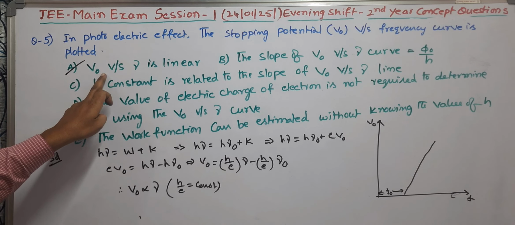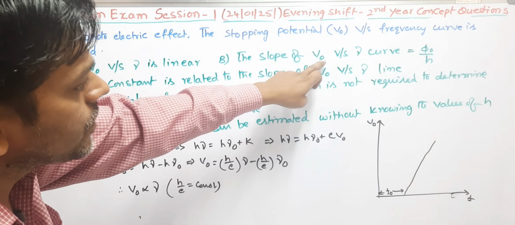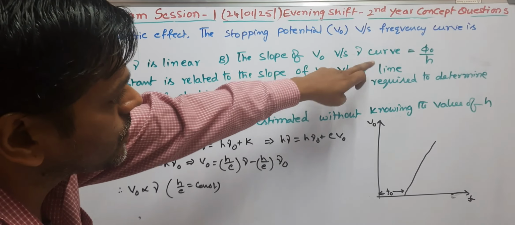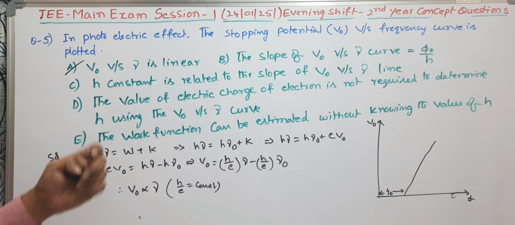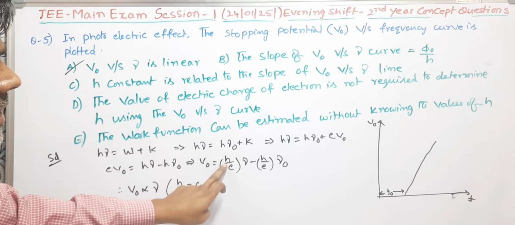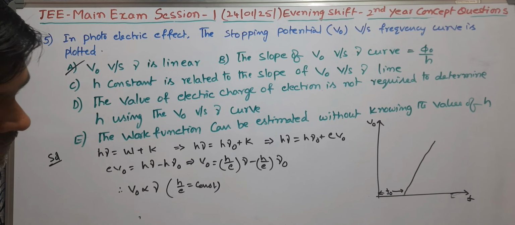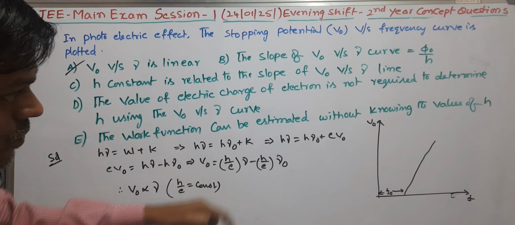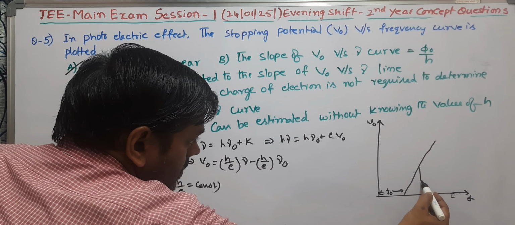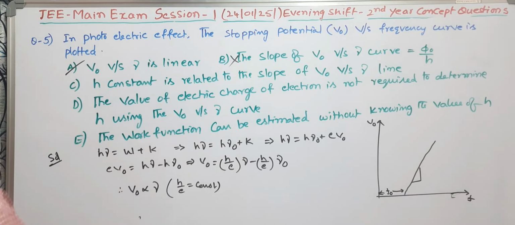The relation between stopping potential and frequency is linear, right. The slope of the V naught versus nu curve is equal to phi by h, work function by h. So, it is not correct. Okay, why? Because here the slope is equal to h by e, because it is a constant. So, from this you get a slope, it is nothing but h by e. So, it is not correct.